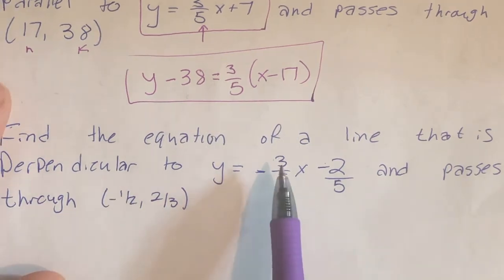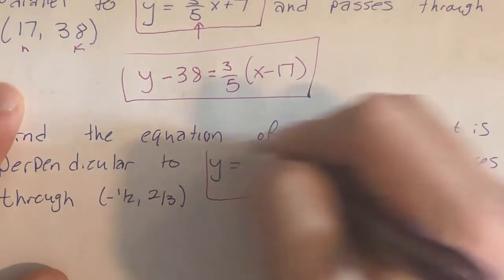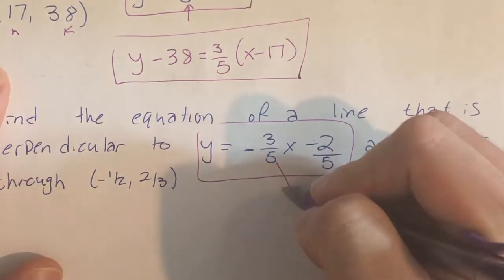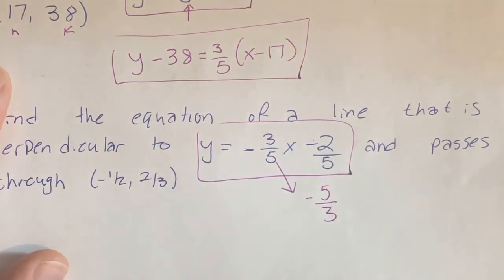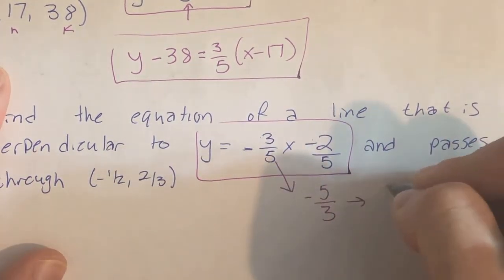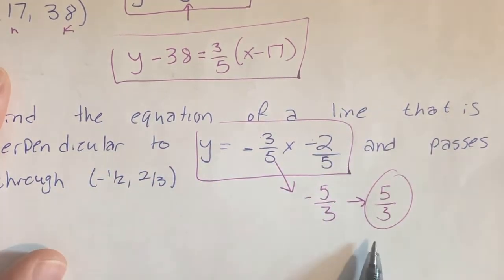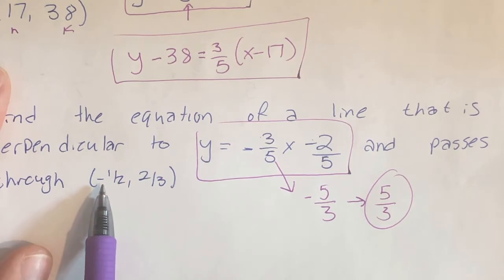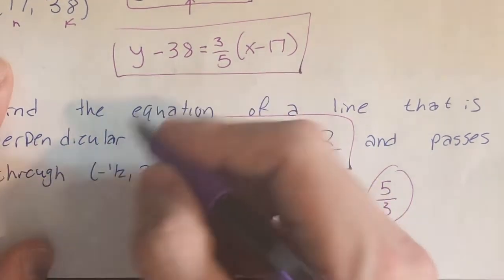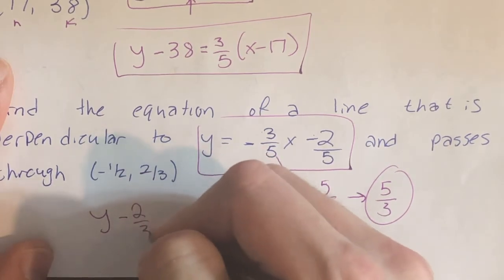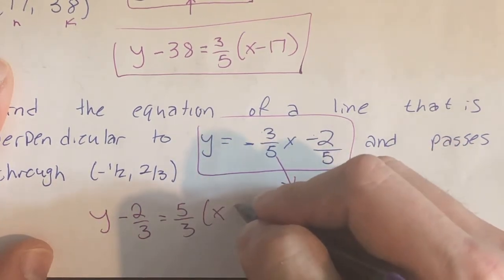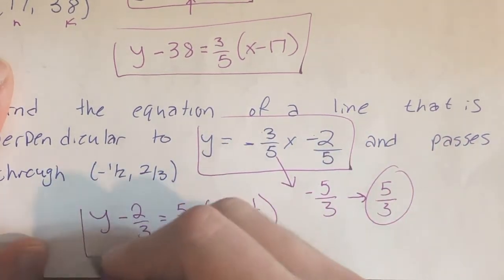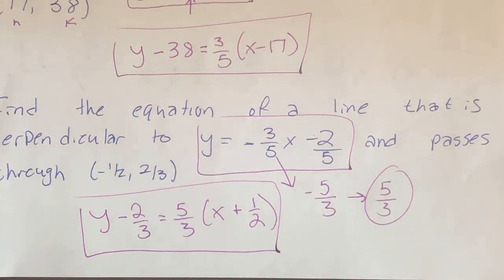Okay, so again, we have our line here, and the slope of our line is negative 3/5. So I need to get the opposite reciprocal. How about the reciprocal first? The reciprocal is negative 5/3. The opposite is positive 5/3. So this is going to be the slope of the line, and we want it to go through (-1/2, 2/3). So I have y minus 2/3 is equal to 5/3 times (x plus 1/2). And remember, because we're in point slope form, it's okay to have fractions. That's completely fine. We are allowed to have those.